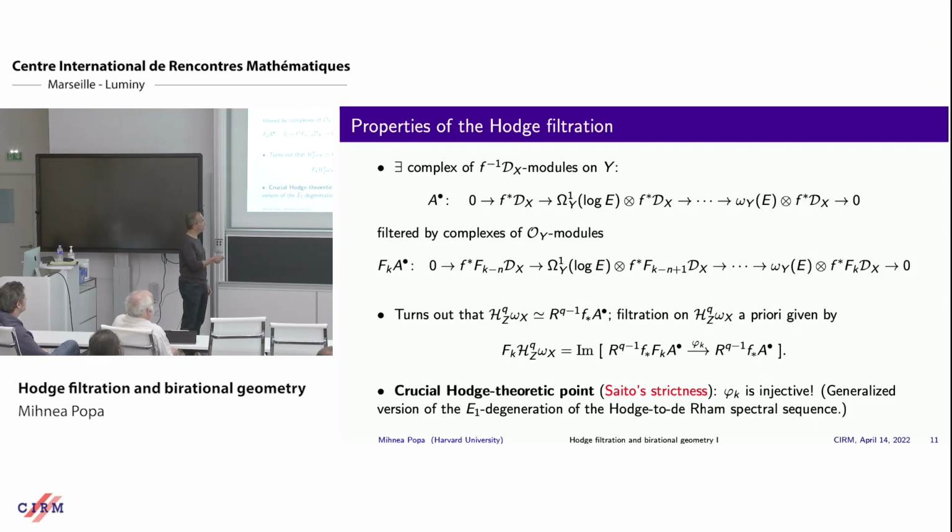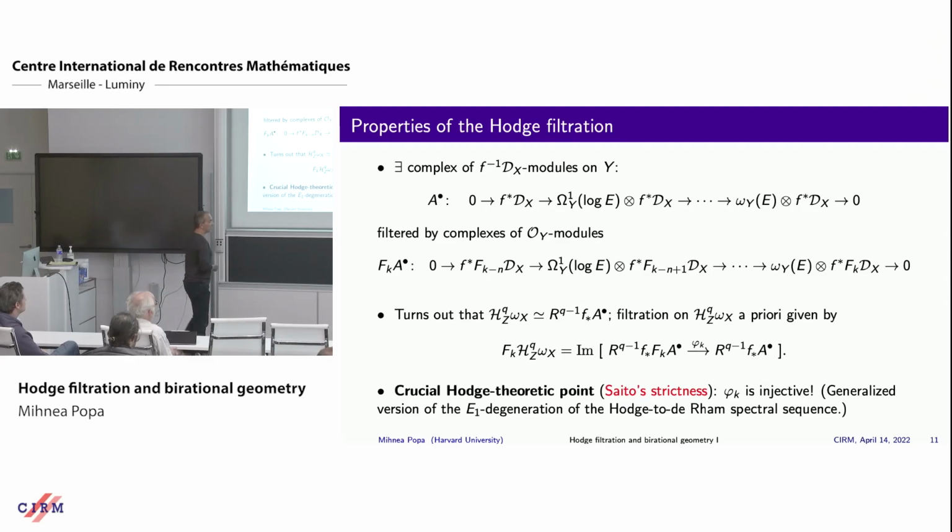These maps Phi k are actually injective. Even though they didn't need to be, because of the geometric picture, these are actually injective morphisms. This goes under the name of the strictness of the Hodge filtration on direct images of Hodge modules. This is part of Saito's theory.